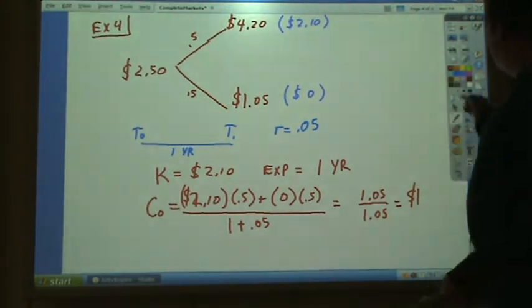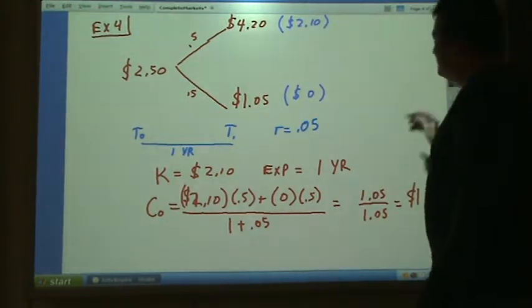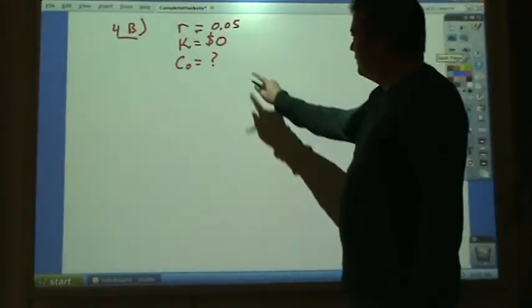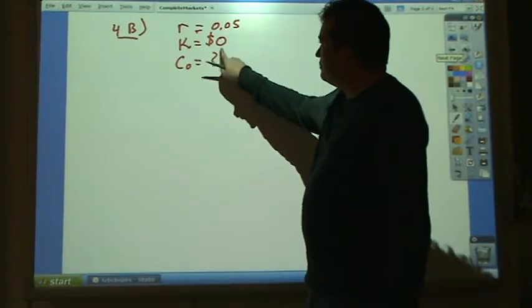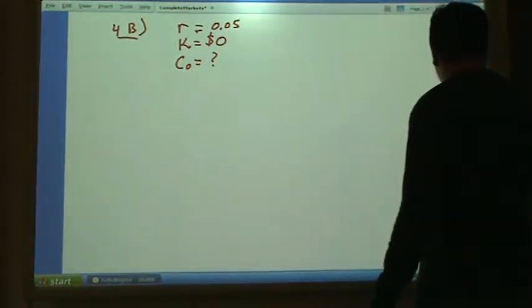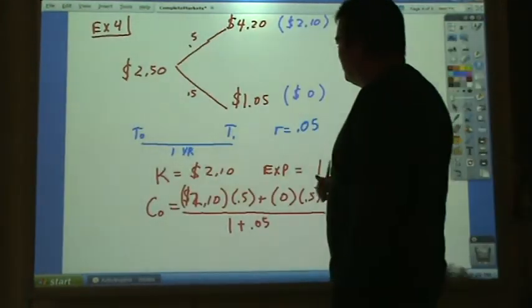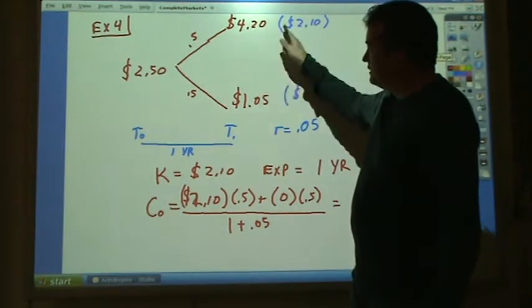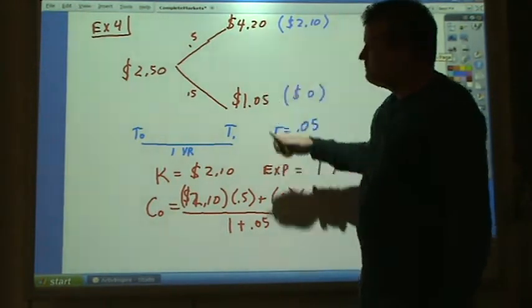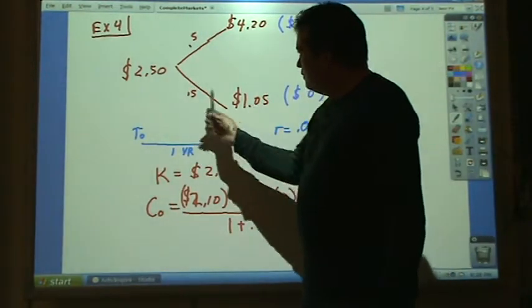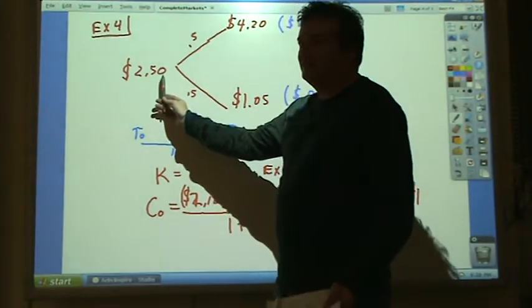So what would the price of that be? I'm saying, okay, with an interest rate of 5% and a strike price of 0, what would the option be worth? You might start going like this. You might say, well, it could be worth $1.05 and it could be worth $4.20 with a 50% chance of each, and average them out and all that. But this question actually would be whatever the price of the stock is today.